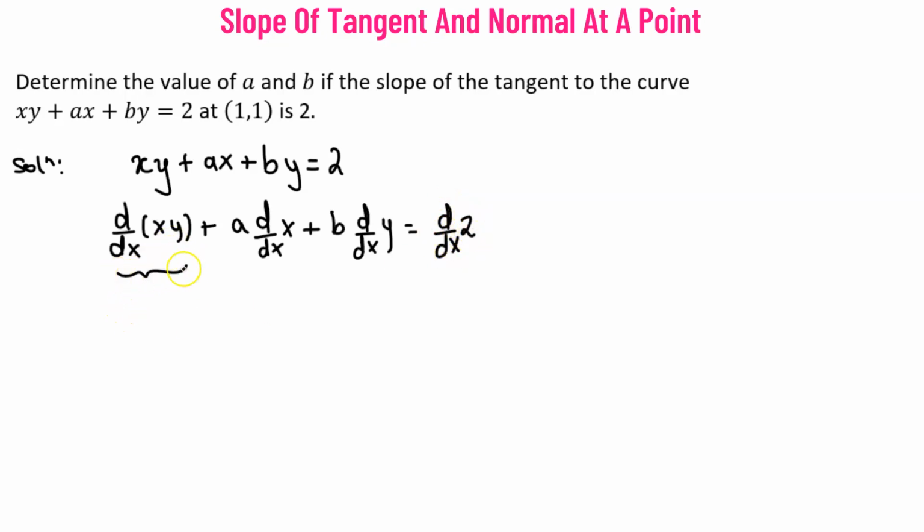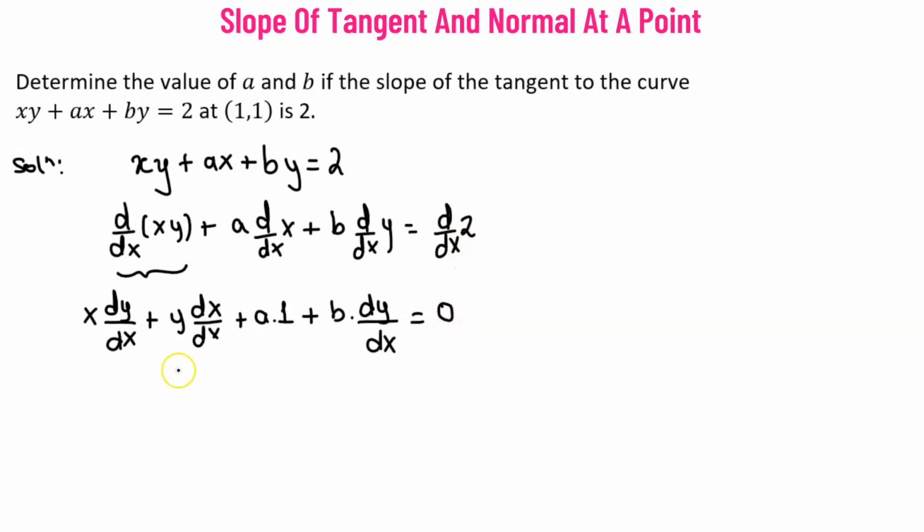For the first term, we have to apply the product rule here. So this will be x times the derivative of y with respect to x, plus y times the derivative of x with respect to x, plus a times the derivative of x with respect to x, so that's 1, plus b times the derivative of y with respect to x, equals the derivative of a constant, which is always 0.